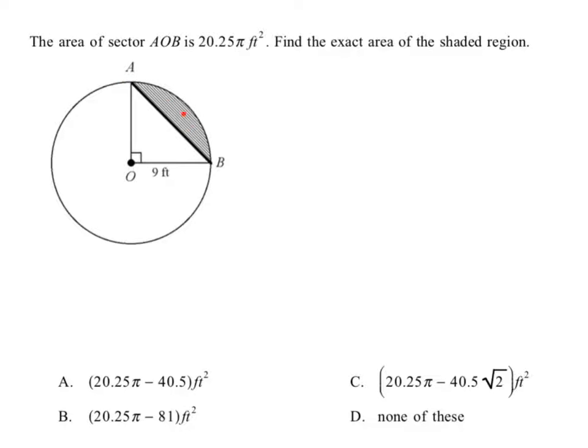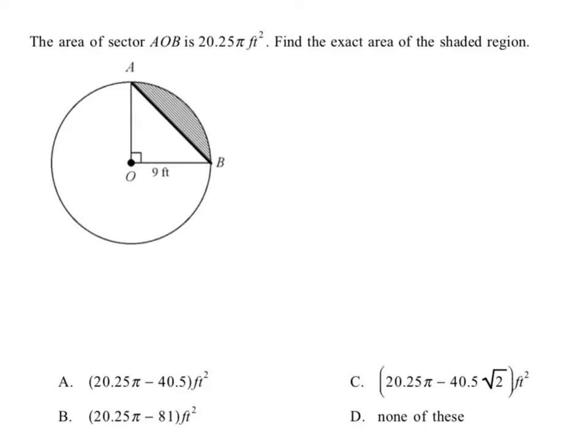How do we find out what this shaded region is, this segment here? Well, we would subtract away this triangle. And we need 1/2 base times height. So 1/2 of, what's the base? 9. What's the height? 9. Because it's the radius of the circle, it's the same each time.